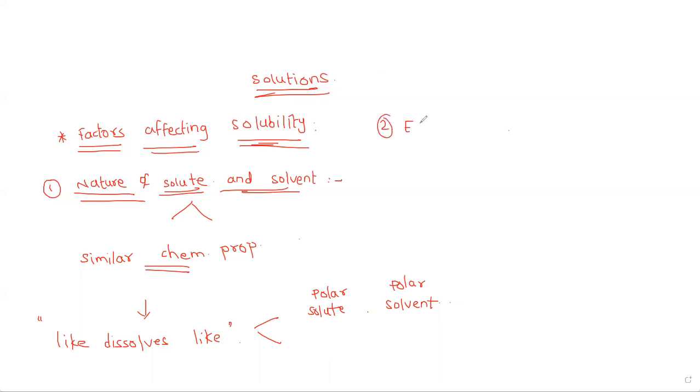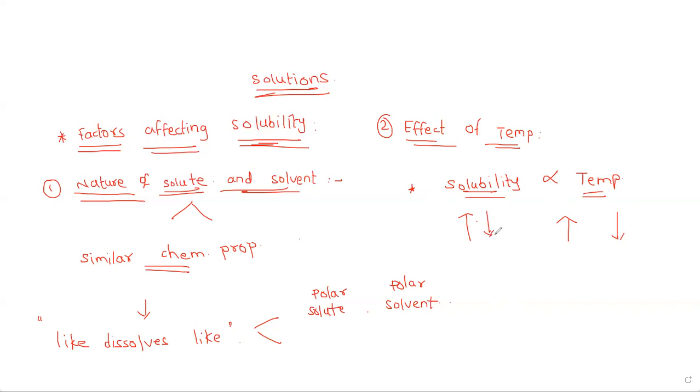Second factor, which is effect of temperature. Now to explain this point, I will write a very important statement, which is that solubility of any solution is directly proportional to temperature. Now what does directly proportional mean? If temperature increases, solubility also increases. If temperature decreases, solubility also decreases. So this means solubility is directly proportional to temperature.